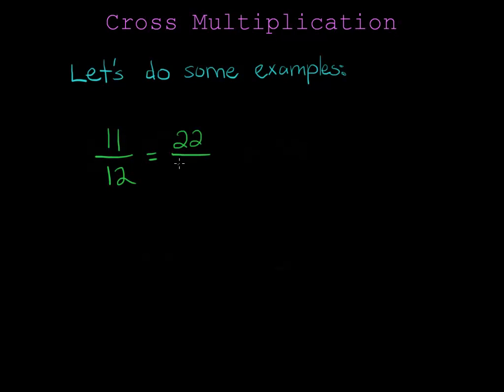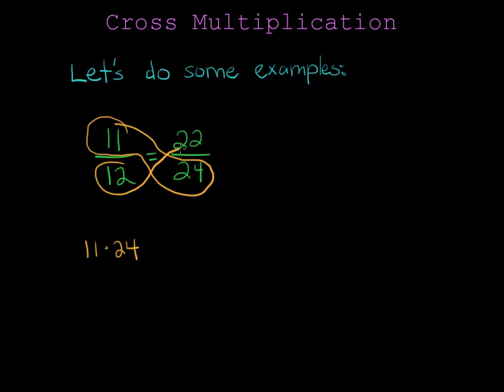So again, when I cross multiply, I take the numerator of the first fraction, 11, times the denominator of the second fraction, 24. So 11 times 24 is equal to the denominator of the first fraction, 12, times the numerator of the second fraction, 22. And I have 11 times 24 is equal to 12 times 22. Now, in order to verify this, I have to do the math.